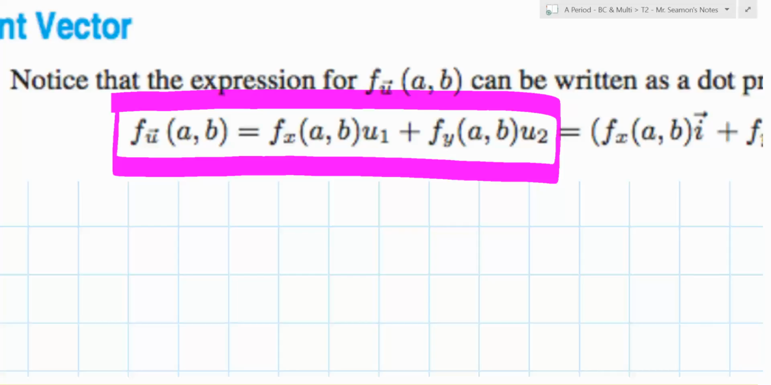So if you want to find the directional derivative in the direction u, which has to be what type of vector? Unit vector. At the point (a, b), what do you do? You find fx, the partial with respect to x, and evaluate it at (a, b). You do the partial with respect to y at (a, b), and then you multiply it by the i and j components of the direction you want to go in. It has to be a unit vector. You with me so far? This is what we learned yesterday.